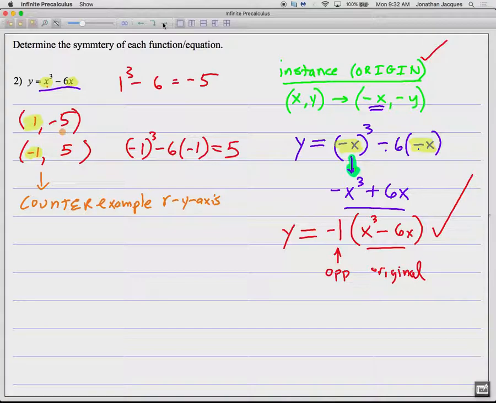Lastly, we need to prove whether this has x-axis symmetry or not. And since this is a function, they do not have x-axis symmetry. So let's check to see if we can find another one that might have some different symmetries going on.